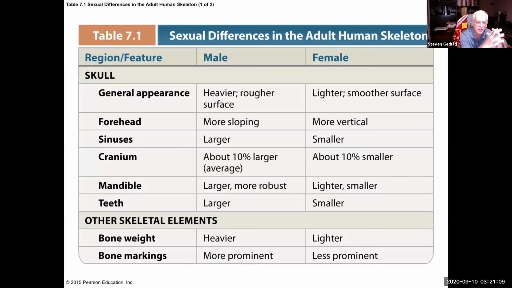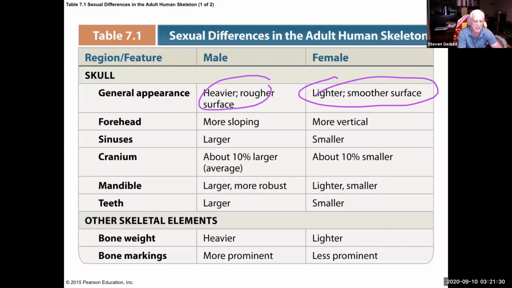General appearance. Take these with a grain of salt. This is not what we use in the field in reality. This is TV show, this is academic. In reality, this doesn't hold up, okay? I mean, heavier, rougher surface, lighter, smoother surface. I've seen females that have some very large, heavy skeletons. I've seen males with some very small skeletons, very lightweight bones.